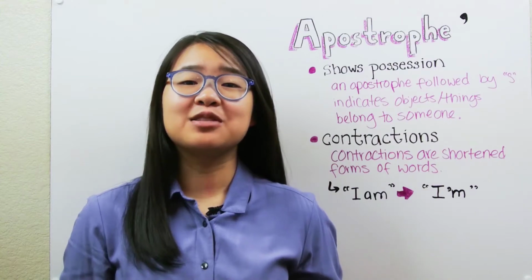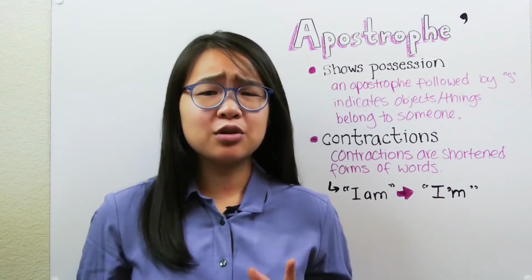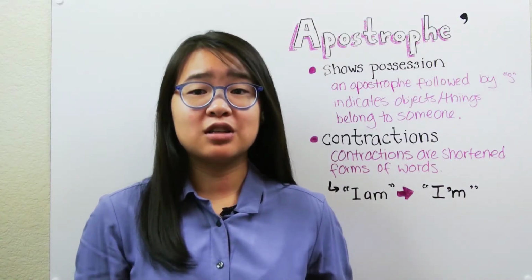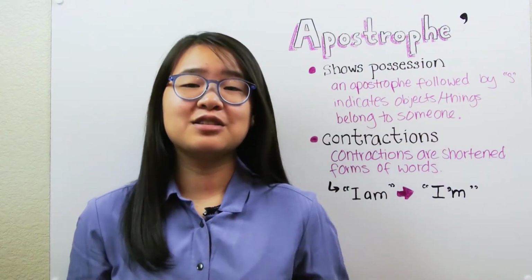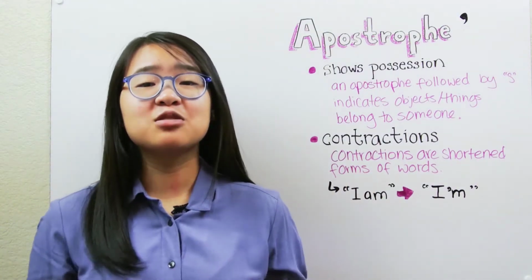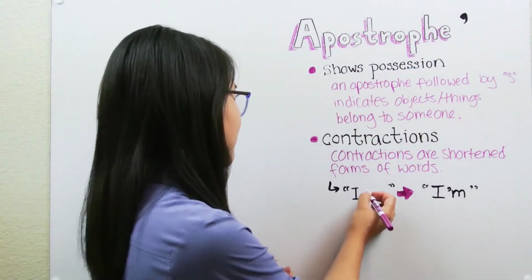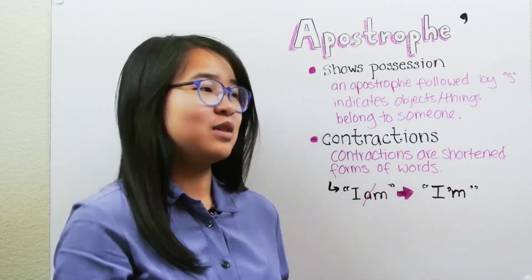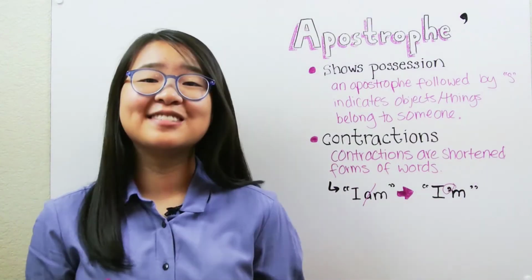Another common way to use the apostrophe is when writing contractions. Contractions are the shortened form of one or two words. In a contraction, the apostrophe takes the place of the missing letter or letters. So, for example, you can say I am, but you can also shorten these two words into one word by removing the A and replacing it with an apostrophe to form the word I'm.